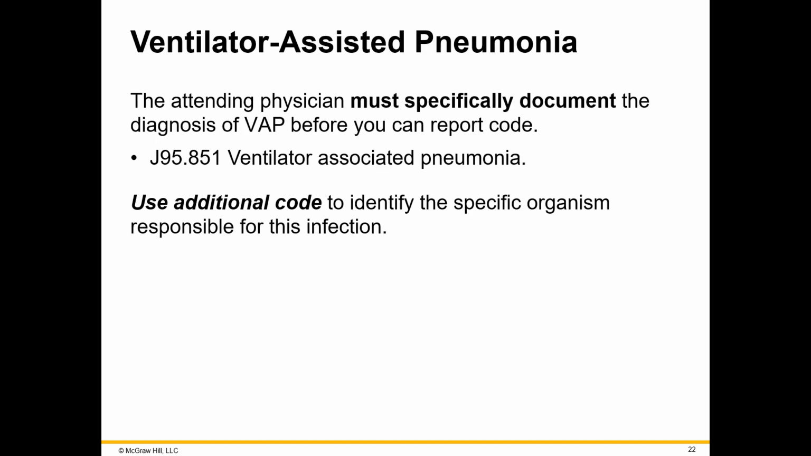Ventilator-assisted pneumonia. The attending physician must specifically document the diagnosis of VAP before you can report it. Remember, you must code what is documented. J95.851 ventilator-associated pneumonia. Notice there is a use additional code note to identify the specific organism responsible for the infection.